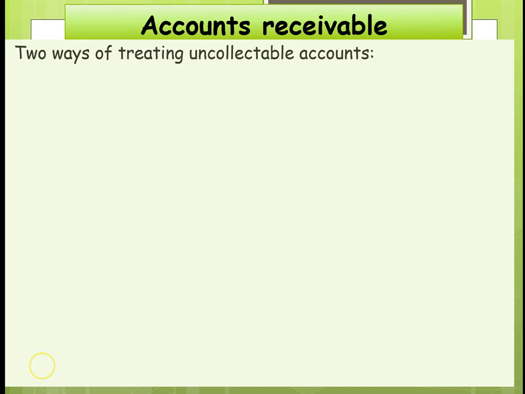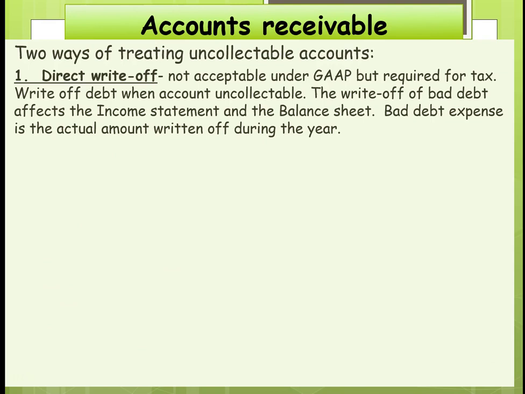Now, accounts receivable. We have to present them at net realizable value. So what that means is we have to take into account that we're not going to collect all of our accounts. We have two methods. One is called the direct write-off. It is not acceptable under GAAP, but required for tax purposes. We write off debt when an account is considered uncollectible. The write-off of bad debt affects the income statement and the balance sheet, and bad debt expense is the actual amount written off during the year.